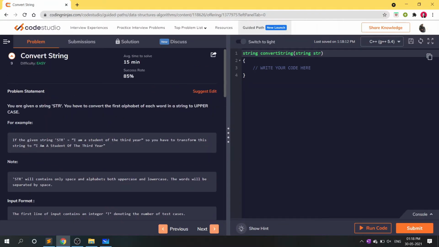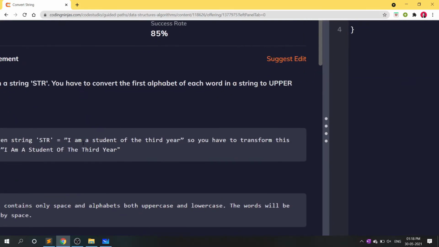So let's read the problem. The problem says you are given a string and we have to convert the first alphabet of each word in the string to uppercase. For example, "I am a student of the third year." The first word is I, which is itself a capital letter, so we don't need to convert it. My second word is am, and I need to convert the a of this to a capital A, as it is shown here.